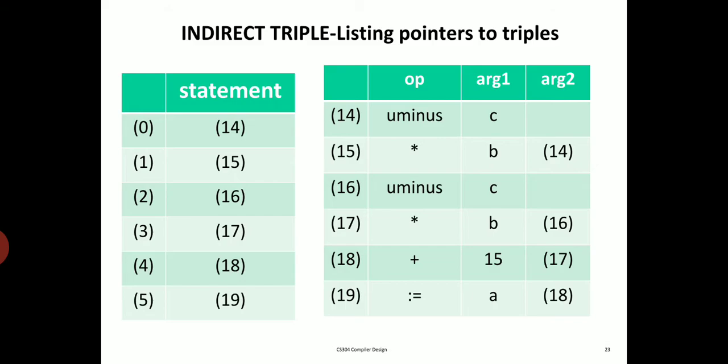Next is indirect triple. Indirect triple is holding another table of pointers that will show the pointer to the triples. Here already there will be a triple table, and into that triple table we will be holding another array which holds the pointers to these triples. So these triples are numbered like 14, 15, 16 sequentially. Then 0 will be pointing towards 14, 1 will be pointing towards 15, 2 will be indirectly pointing to 16, 3 will be 17, 4 will be 18, 5 will be 19. So indirect triples use a listing of pointers to triples.